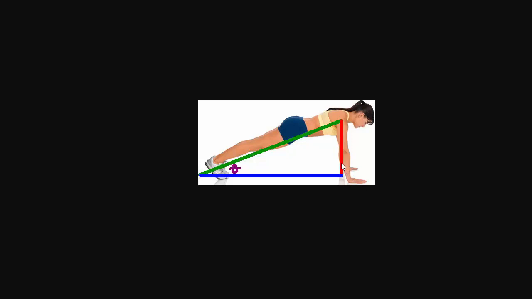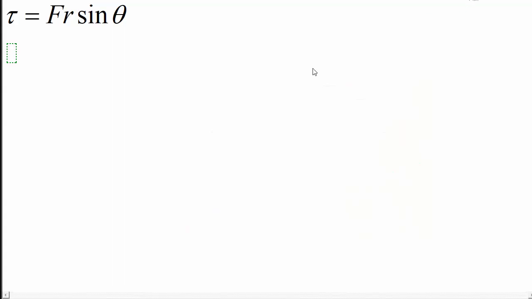Notice also that she's applying the force at a right angle to the angle arm. Since the right angle is 90 degrees and the sine of 90 degrees is 1, pushing at an angle of 90 degrees will maximize your torque.